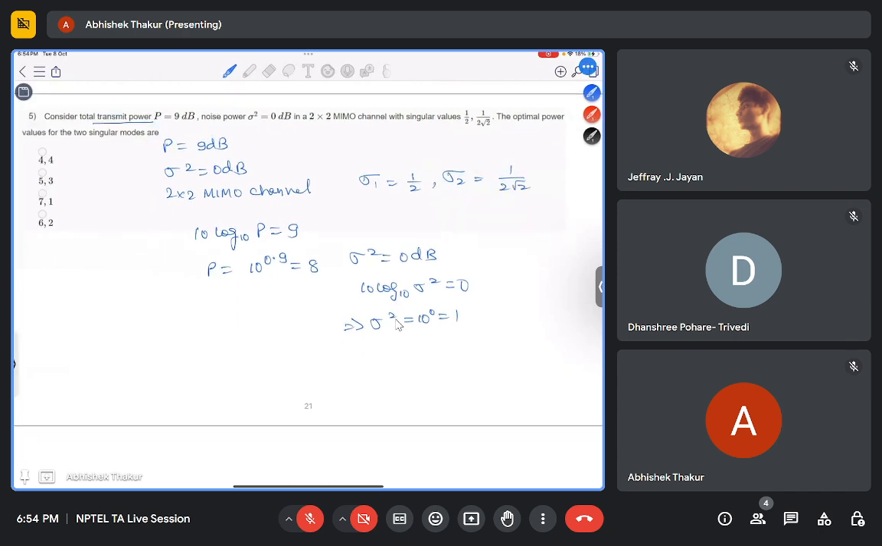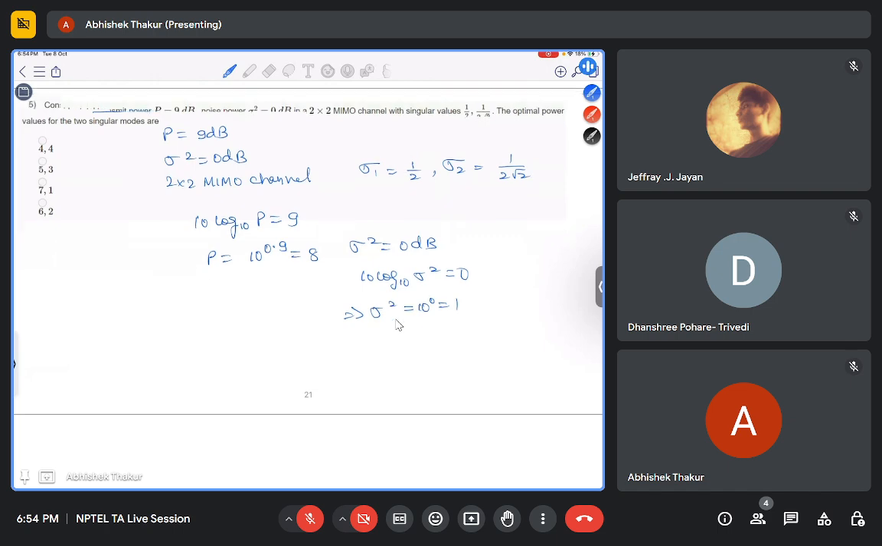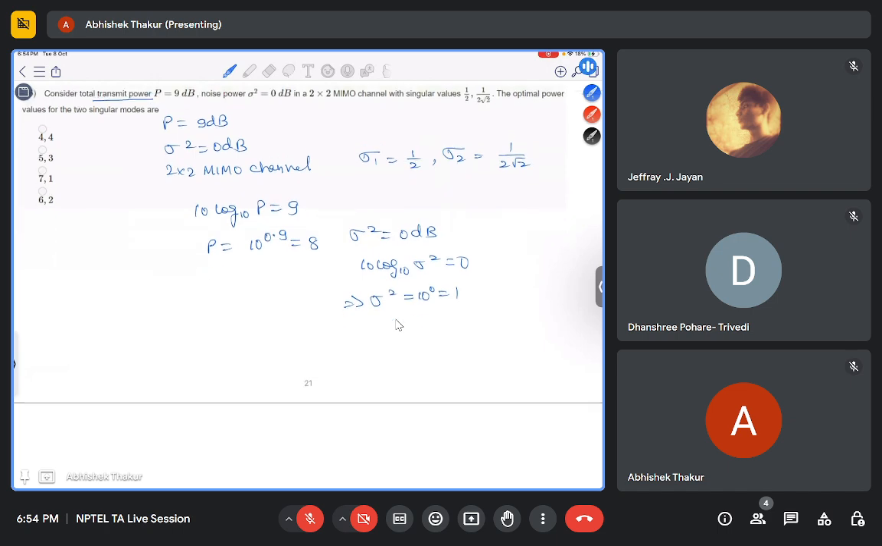Now the optimal power values for the two singular modes we have to calculate. So P1 is equal to 1 by lambda. As taught in the classroom, P1 is equal to 1 by lambda minus sigma square by sigma 1 square. So this will become 1 by lambda minus, sigma square is 1 and sigma 1 square is 1 by 4. So that is equal to 1 by lambda minus 4.